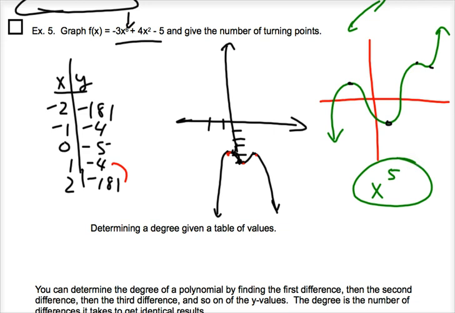So when you have 4 turning points, that means that you have an odd degree. If you have an even number of turning points, you have an odd degree. If you have an odd number of turning points, you have an even degree.